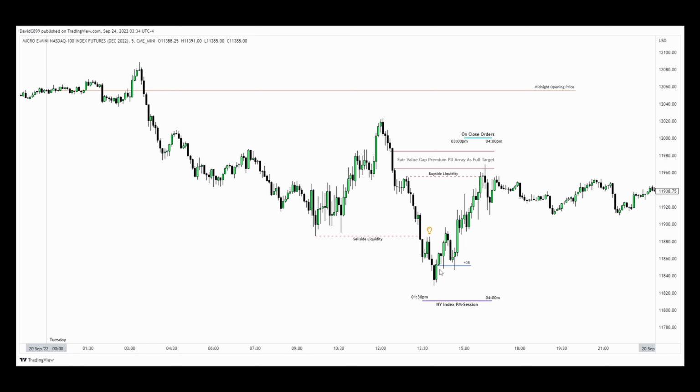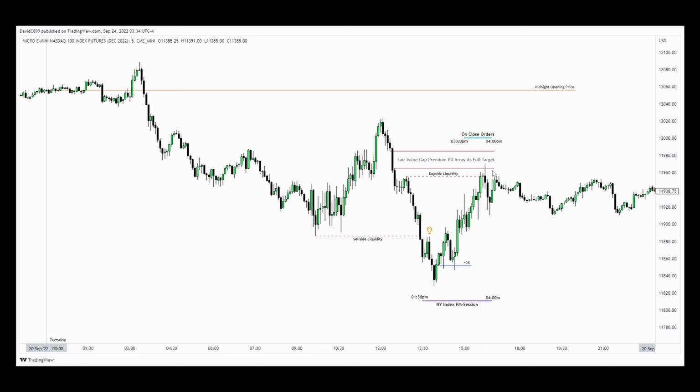This is what we can see here. Price traded higher, bullish market structure shift on that intermediate term high. Price trading lower into a discount market, mitigating this bullish order block, and from there price is trading higher.